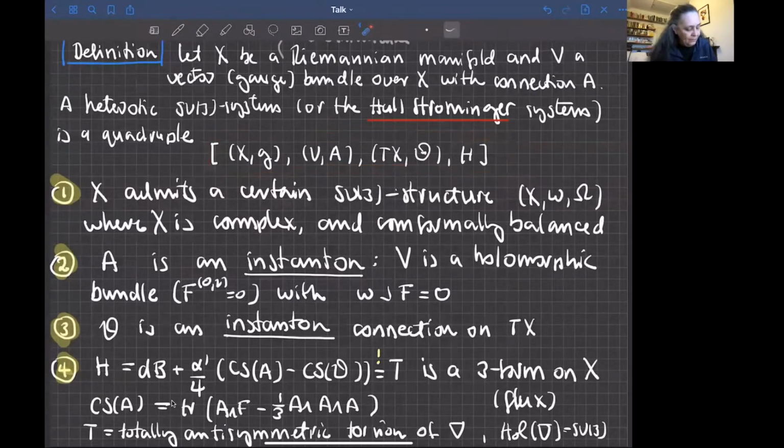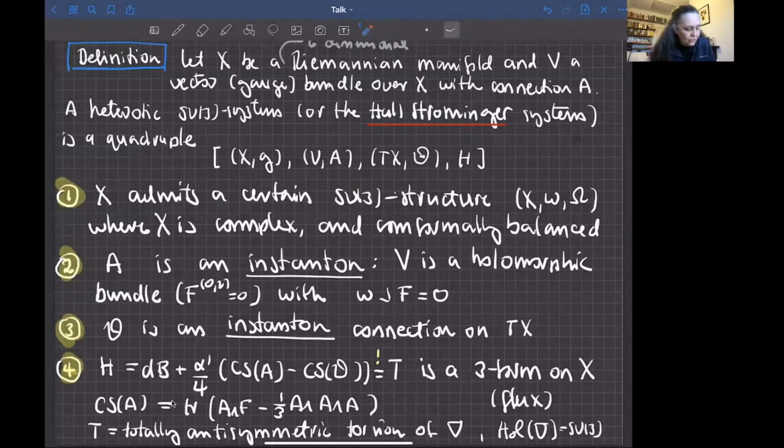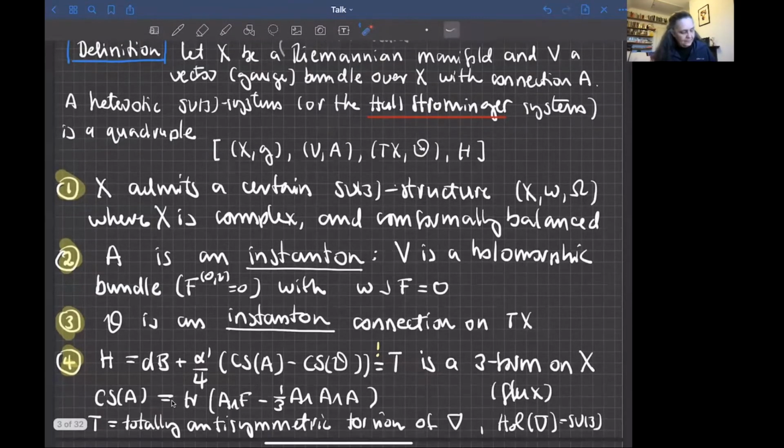That of a Riemannian manifold, in fact with an SU(3) structure, a bundle V with connection A. We will also have a connection on the tangent bundle of X. And then there is this object H, which is a 3-form on X. So given this mathematical object, the Strominger system is a set of constraints imposed on this object. And so I will tell you what these constraints are.